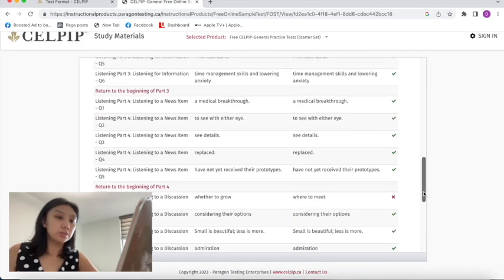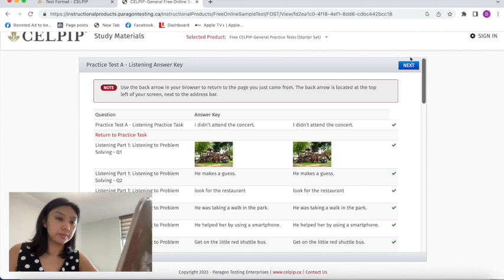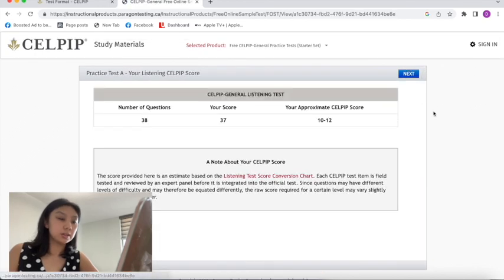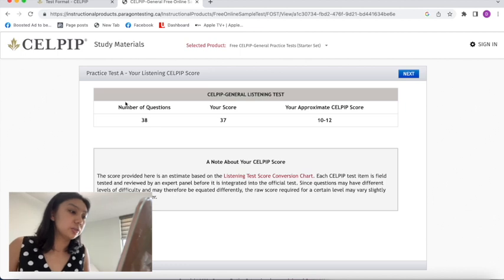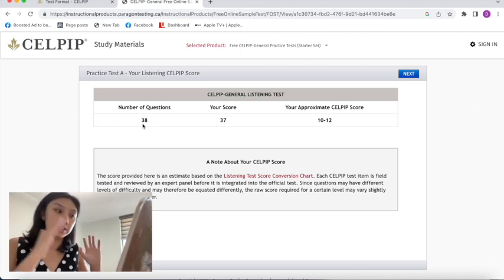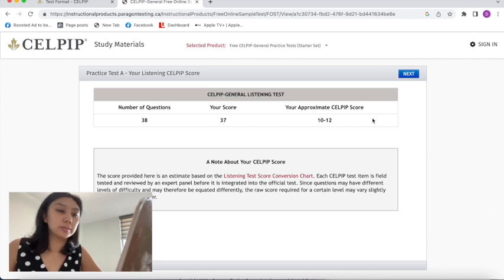And then when you click next at the top, it will take some time to load, but you also get, from the number of questions asked for listening, what your score is and what your approximate CELPIP score is, which would really help you. So if you know from the practice test that your score is already low, then you know you're not yet ready and you'll have to keep taking the practice tests. Yeah, hopefully that helps.